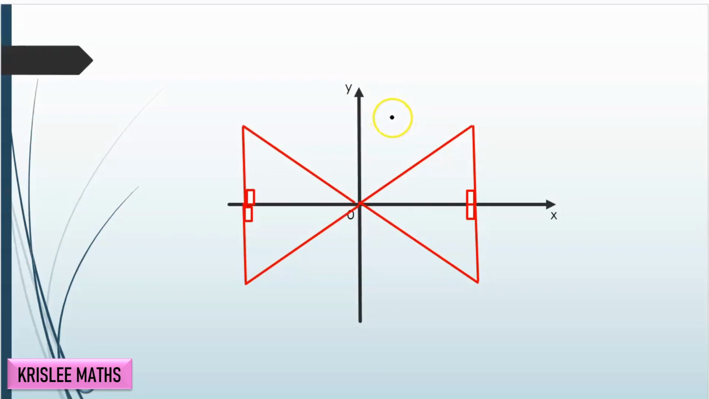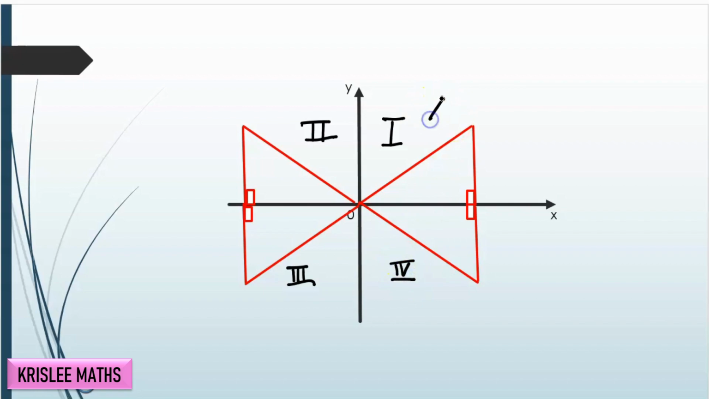Okay, now let's do the labeling of the quadrant. So this quadrant is labeled as the first quadrant, and you move in anti-clockwise direction to do the labeling. Okay, so this is the second quadrant, third quadrant, and fourth quadrant.